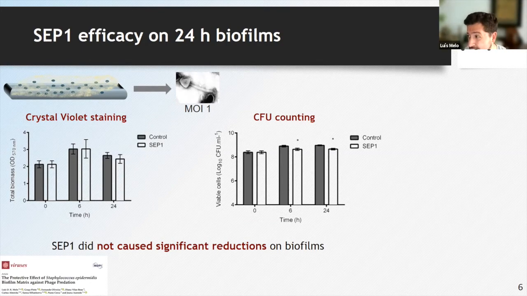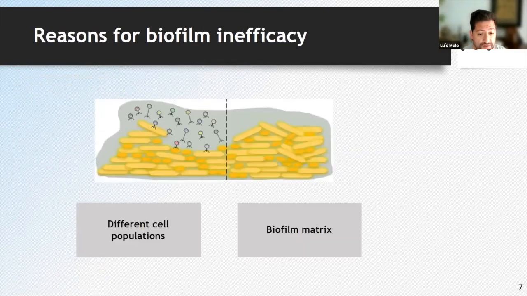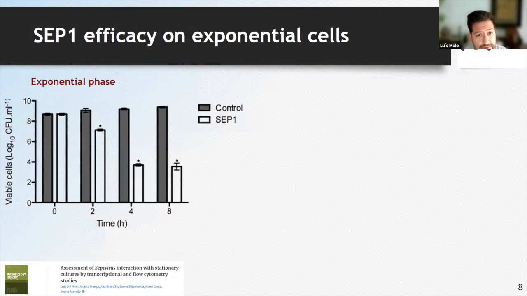But as it is similar to other phages, we wanted to understand the reasons that led to this inefficacy. So we wanted to see if this was a problem of the different cell populations that inhabit the biofilm, or if it was a consequence of the biofilm matrix. Starting with the cell populations, we tested the phage on different planktonic cells. On exponential phase cells, we used the same MOI. After 2 hours of infection, we already see some reduction that was even higher at 4 hours and kept stable at 8 hours of infection.